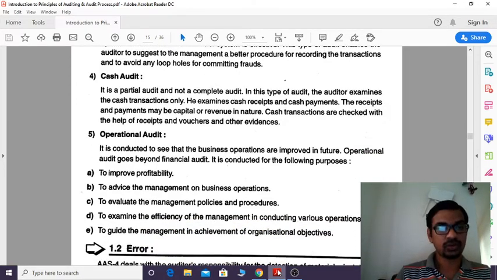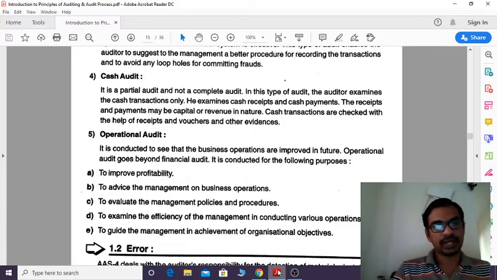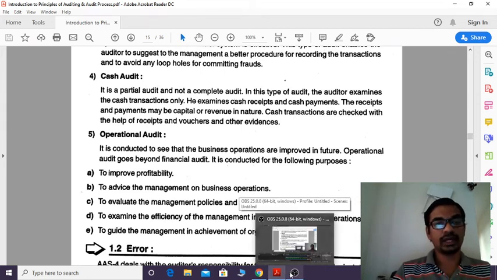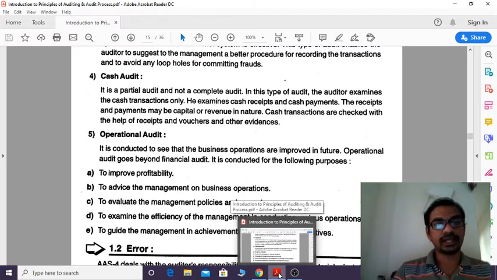Okay. So this is the first part of the introduction to auditing. In the next part, the second part, I will explain the remaining topic points related to the introduction and principles of auditing.